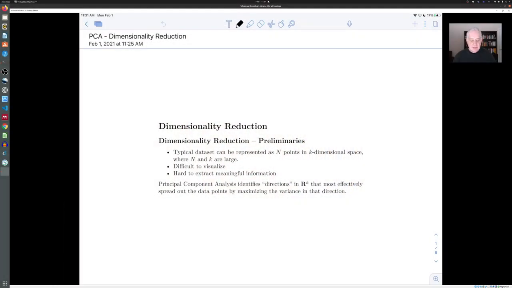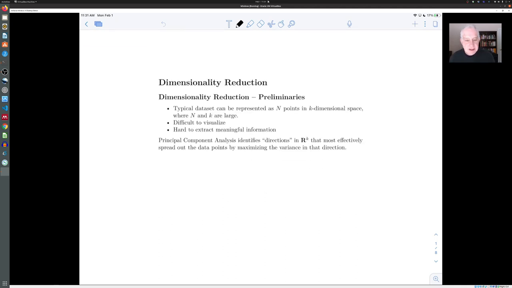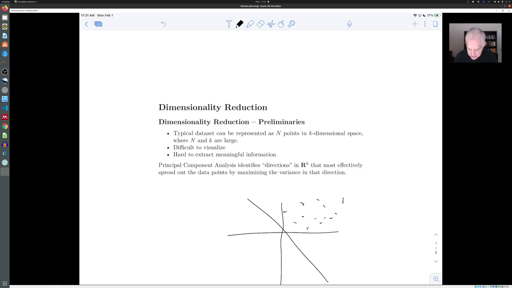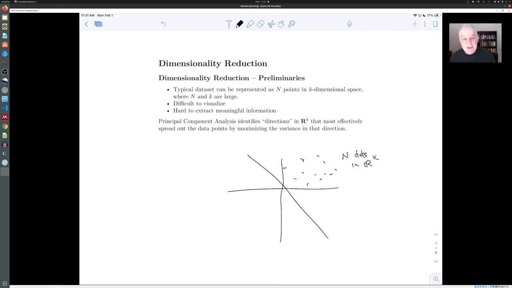So the problem that we face is that we have a data set which we can think of as a cloud of endpoints in a high dimensional, k-dimensional space. So our samples, our endpoints, sit as dots in this very high dimensional space. There's n dots in R^k. And we'd like to, for example, visualize this data or look for patterns in it or somehow extract meaningful information from it. And our mind is not set up to see high dimensional data, but under some circumstances, principal component analysis allows you to pull out interesting information that you can then visualize.